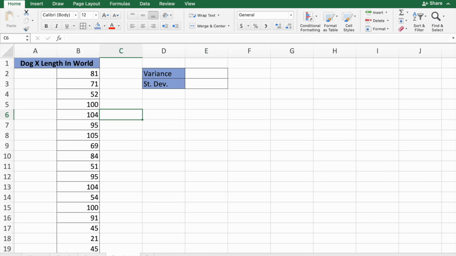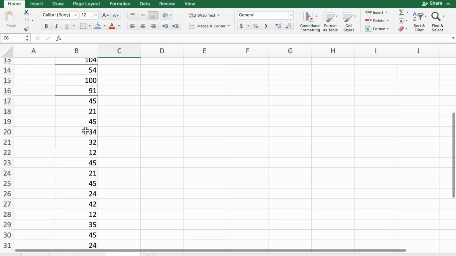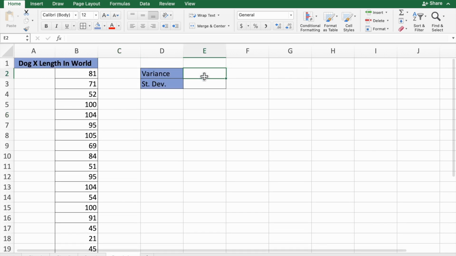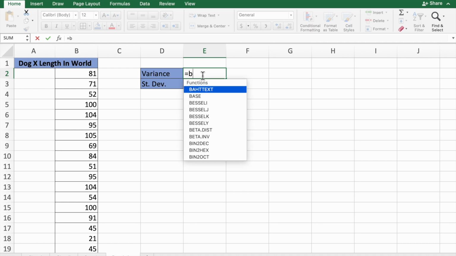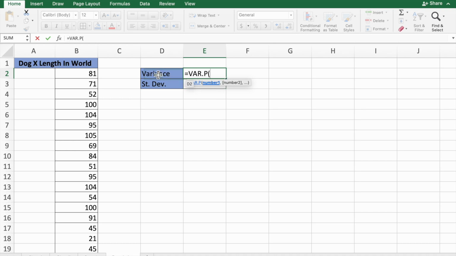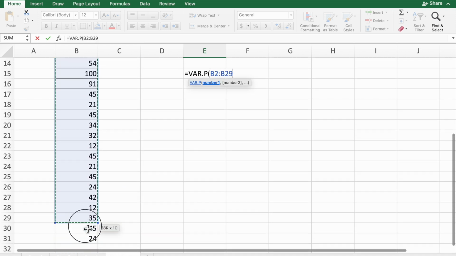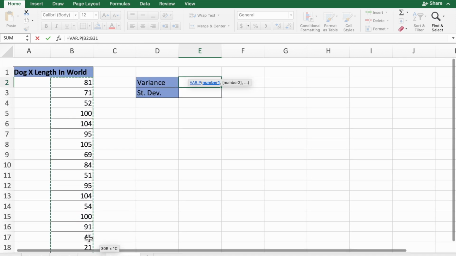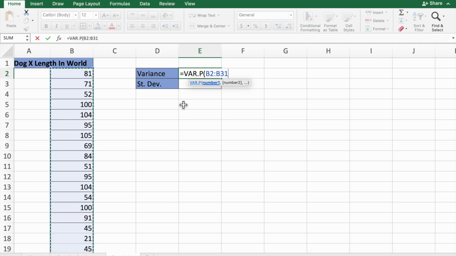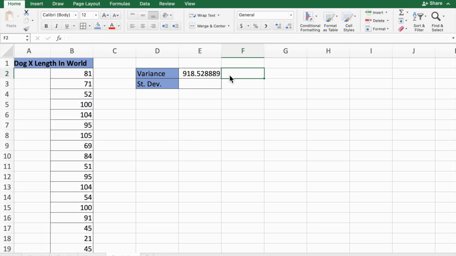Okay, now we will find out the population variance. Okay, so what you have to do, so these are the data. Okay, so you have to just type equals, then VAR.P and select all the numbers. Okay, then bracket close. So this is also in centimeter square.